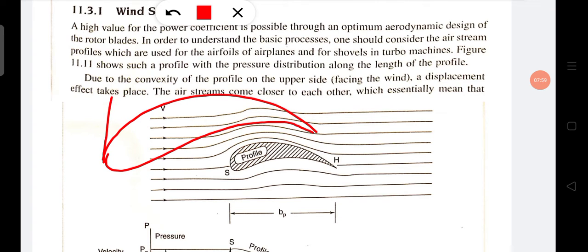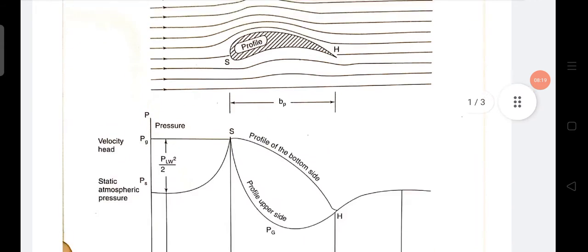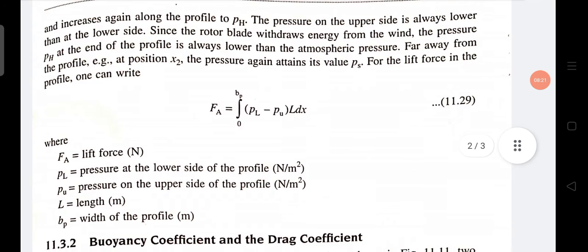This is the profile, let's say. This is the width, this is the length of the profile, that is, this is Bp. Length is L, and the width of the profile is Bp.